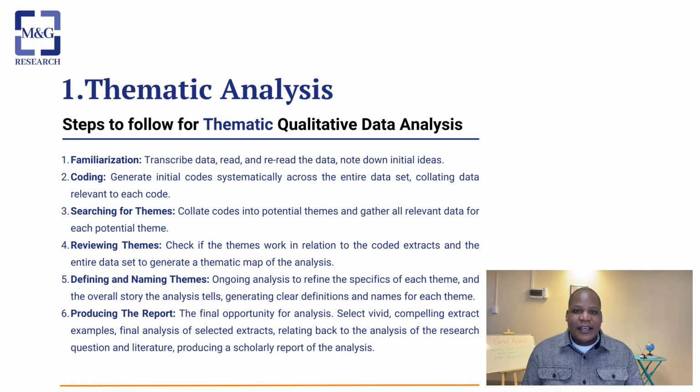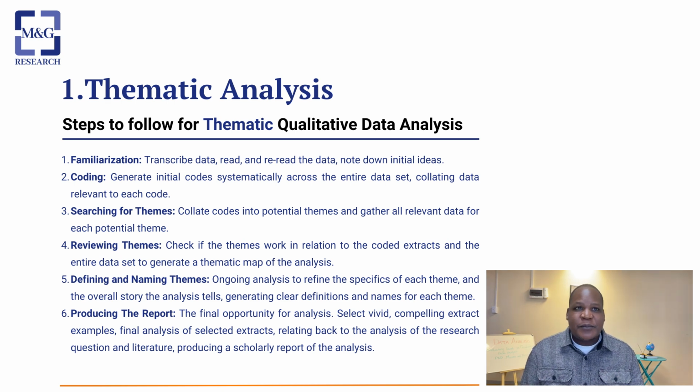And then from there, you go into coding, which is the second step, whereby you generate initial codes systematically across the entire data set. You collect the data that is relevant to each and every code. What do I mean by coding? It might happen that in your data there are several key emerging words or aspects, for example security, family relations, or family expectations. Those are the key codes that you can utilize to see what the consistent ideas are that are emerging from your data.